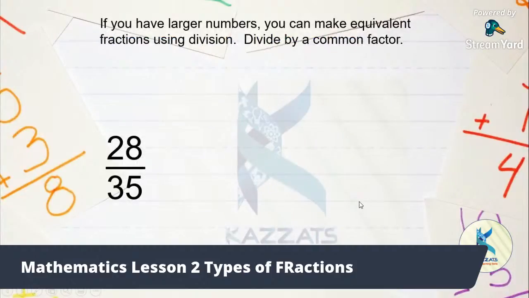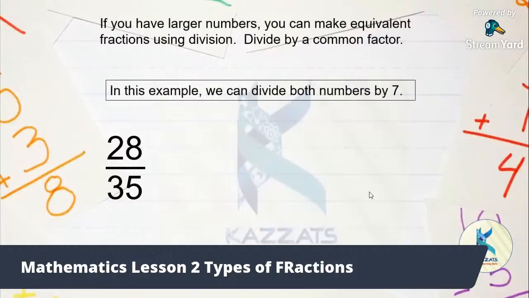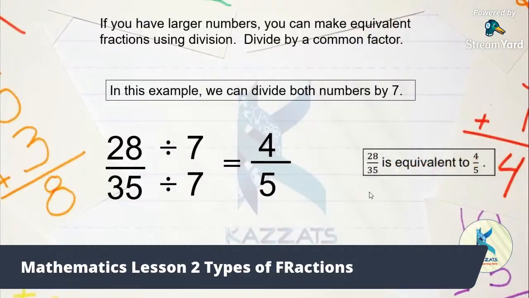Let's move on. 28 over 35. Again, this is a bigger number, so let's take an example of division. Both the numbers are divisible by 7. So we can divide both by 7. And the answer is 4 over 5. So 4 over 5 and 28 over 35 are both equivalent fractions.